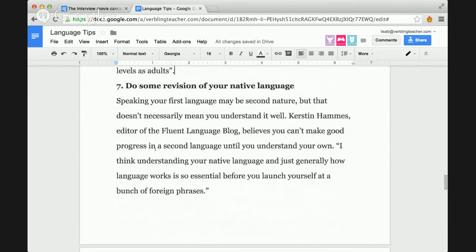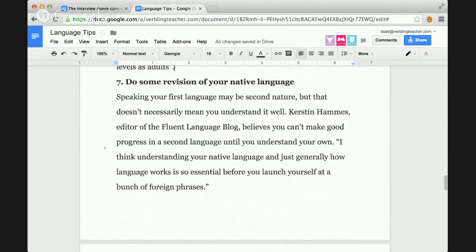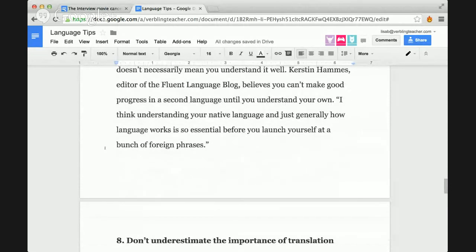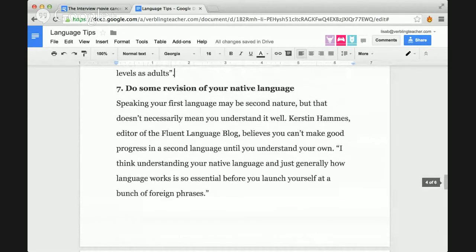Number 7, do some revision of your native language. Speaking your first language may be second nature, but that doesn't necessarily mean you understand it well. Kirsten Hems, editor of the Fluent Language blog, believes you can't make good progress in a second language until you understand your own. I think understanding your native language and just generally how language works is so essential before you launch yourself at a bunch of foreign phrases.